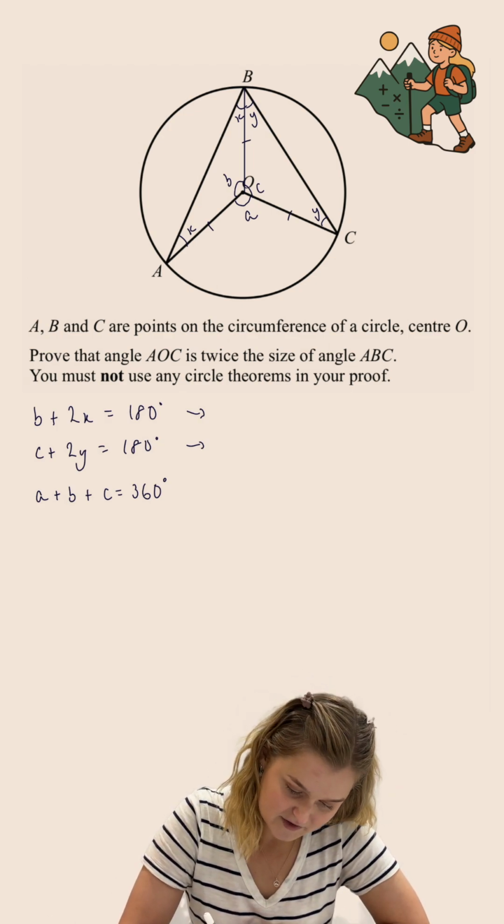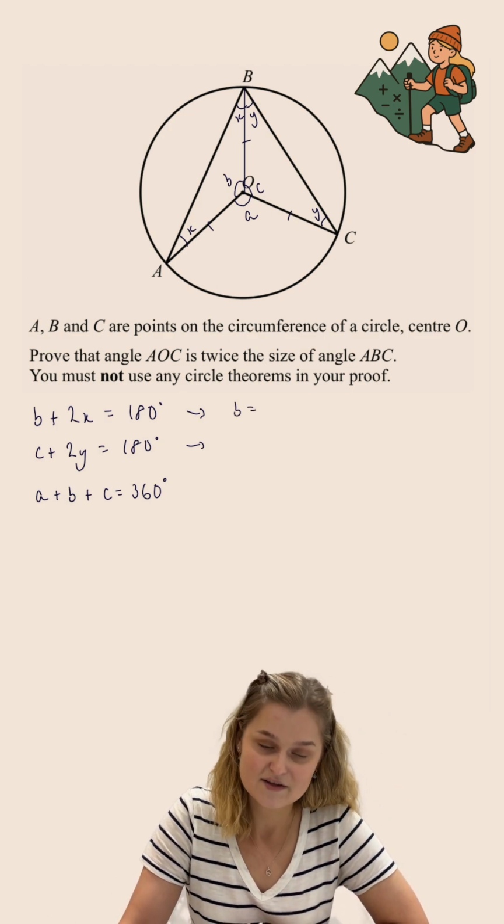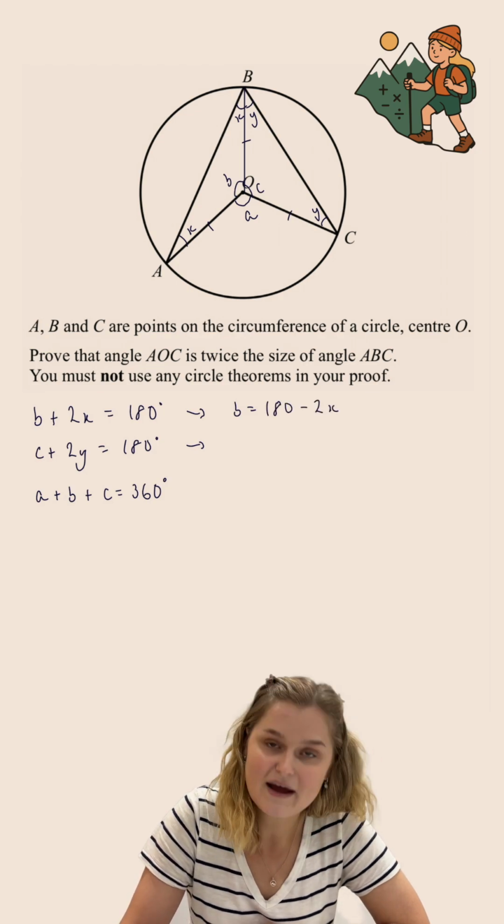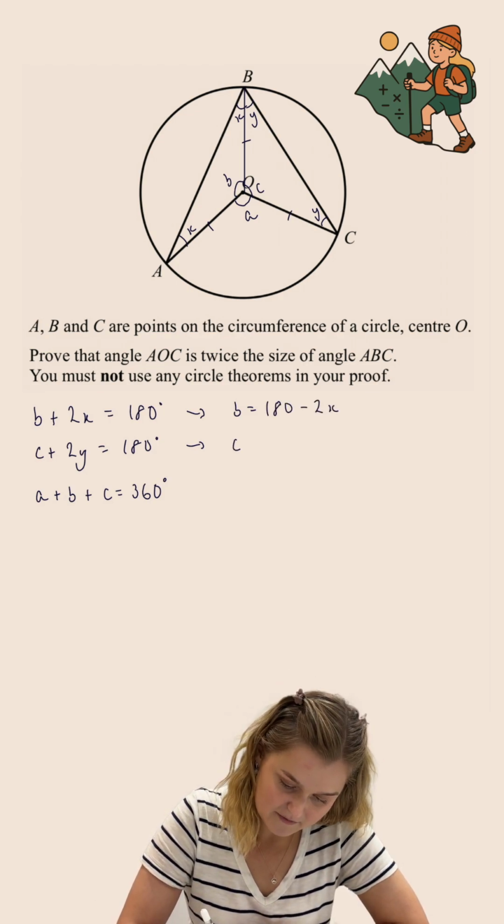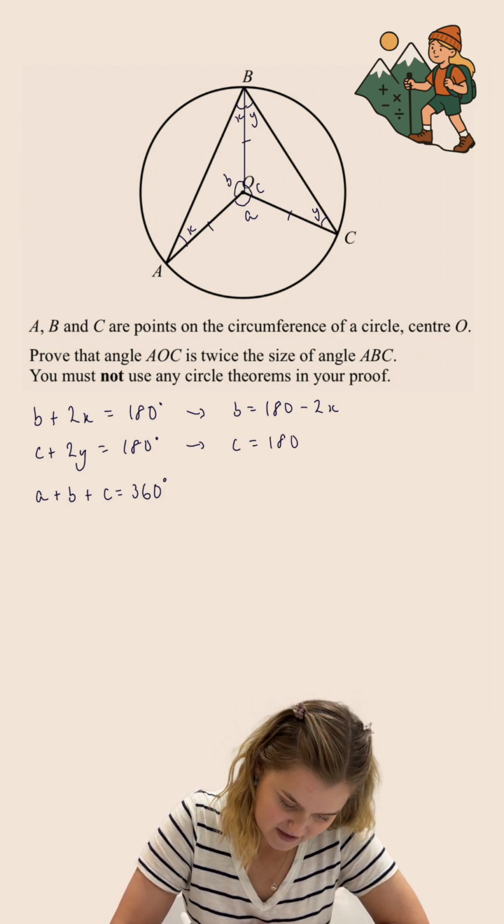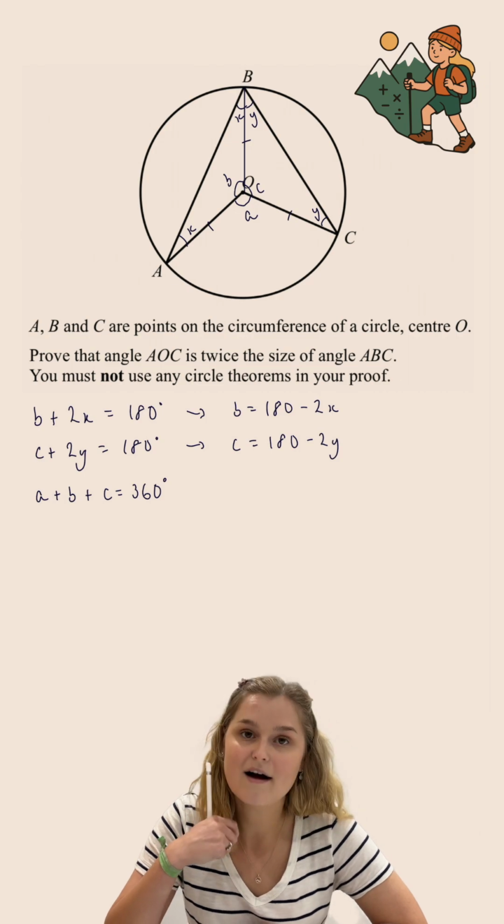I'm going to rearrange the first one to make B the subject. So B is going to be equal to 180 subtract 2x. And for the second one, I'm going to make C the subject. So C is going to be equal to 180 subtract 2y.